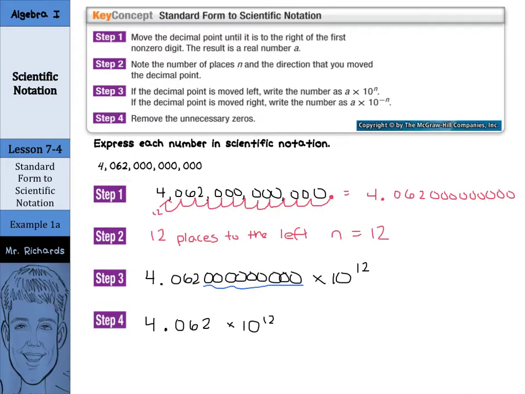And that's our answer. Now, is it possible to combine these steps so you don't have to rewrite all of these zeros all of the time? Yes. Once you recognize I've moved this decimal point over 12 spots to the left, so it's going to be a positive 12, so times 10 to the 12th. And once you recognize which are the unnecessary zeros, can you combine these into 1 or 2 steps in order to just get down to step 4? Yeah, I'm okay with that. But if you're struggling with getting numbers from standard form to scientific notation, these 4 steps will get you there the right way every time.